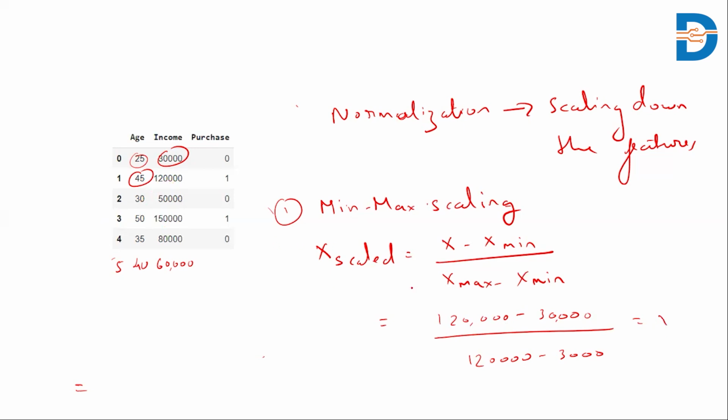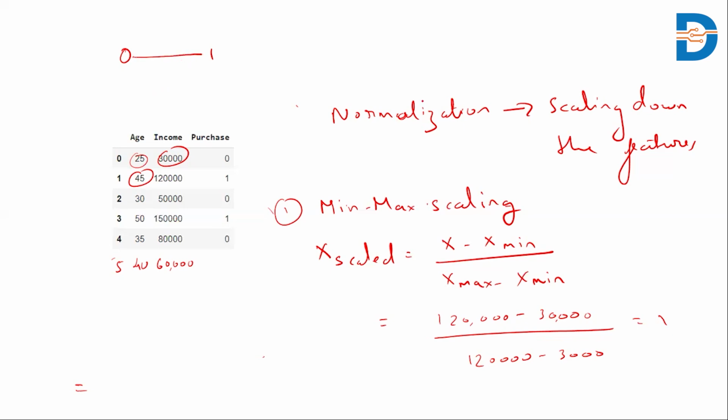So you might have got this intuition from here. Your min-max scaling is going to scale your feature in the range of 0 to 1. It does not matter what the original scale is over here. After the conversion, everything is going to exist between the range of 0 and 1.